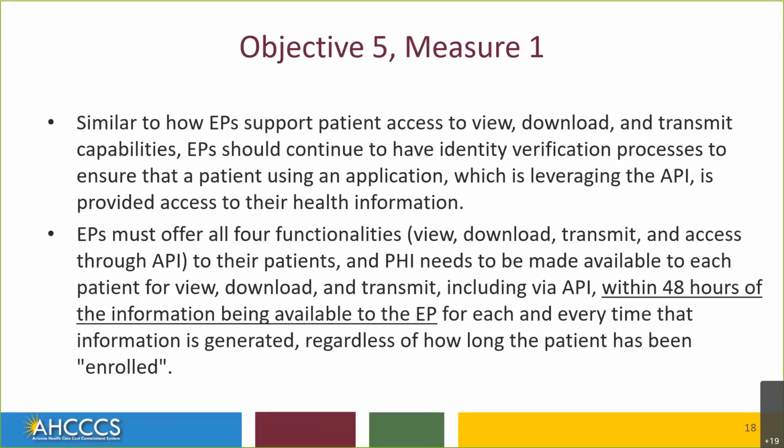Similar to how EPs support patient access to view, download, and transmit capabilities, EPs should continue to have identity verification processes to ensure that a patient using an application, which is leveraging the API, is provided access to their health information. EPs must offer all four functionalities to their patients, and patient health information needs to be made available to each patient for view, download, and transmit, including via API within 48 hours of the information being available to the EP for each and every time that information is generated, regardless of how long the patient has been enrolled. Next slide.